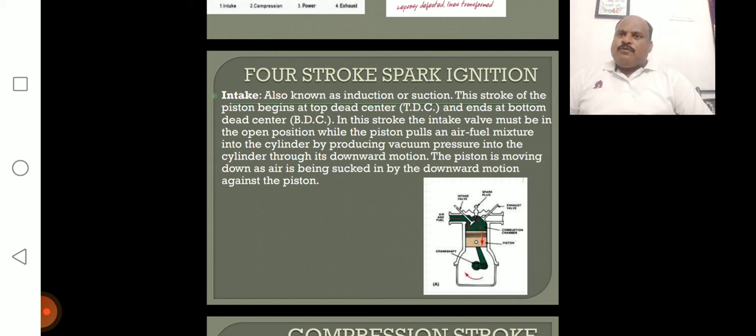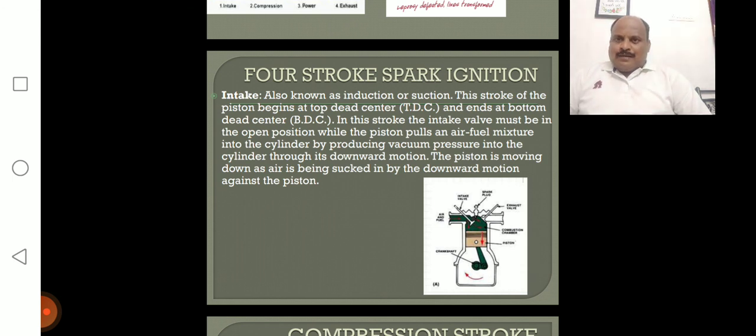The piston is moving down as air is sucked in by the downward motion against the piston. And when the piston comes to the BDC point, this stroke is completed. This is the first working stroke in the engine. Its name is the intake stroke.